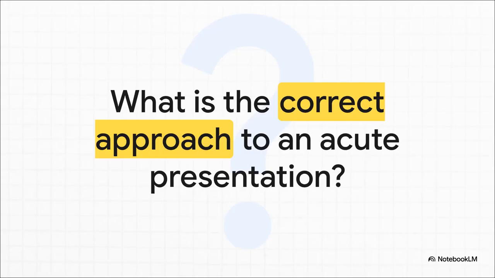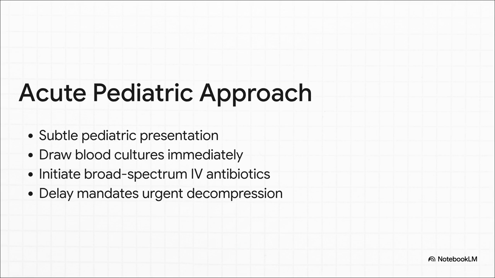Imagine an 8-year-old child comes in, they've got severe tibia pain, a high fever, chills, and they absolutely cannot walk. The clock is ticking fast here. So what's the correct, immediate approach to this acute presentation? First off, you've got to realize that pediatric presentations can be incredibly subtle. Sometimes it just looks like pseudo-paralysis, where they just don't want to move the limb.